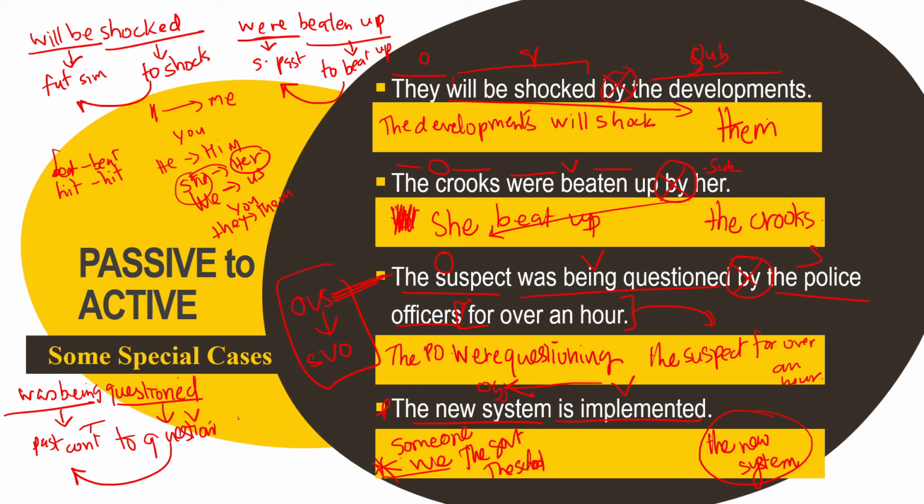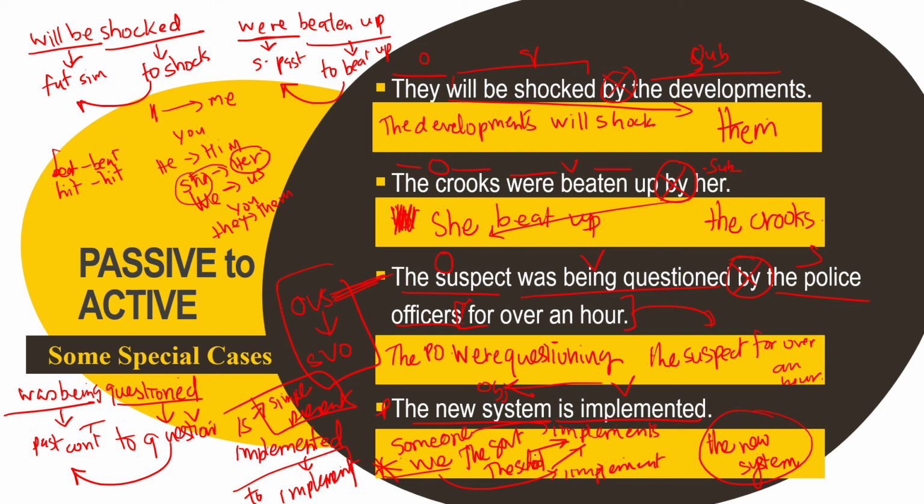Change the verb. Is implemented. From is you need to find the tense. This is very simple, simple present. From implemented you find the verb implement, to implement. So put this verb in this tense. If you're putting it as someone, then implements. If you're putting the government, the government implements, the school implements. If it's we, then we implement. So you make sure that your verb is in agreement with whatever subject you're choosing. Make sure the subject makes sense. Okay, that's it from the change of passive to active.